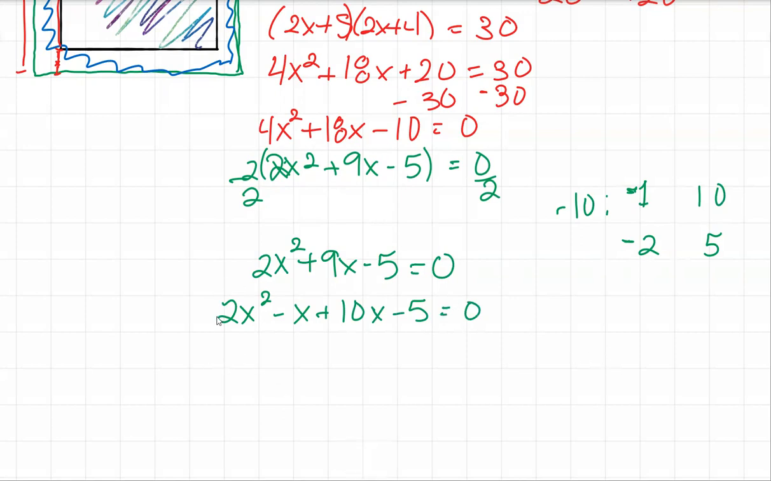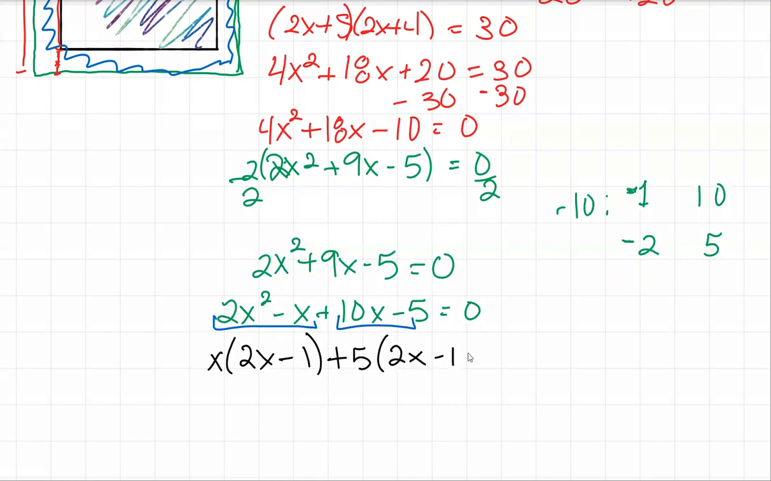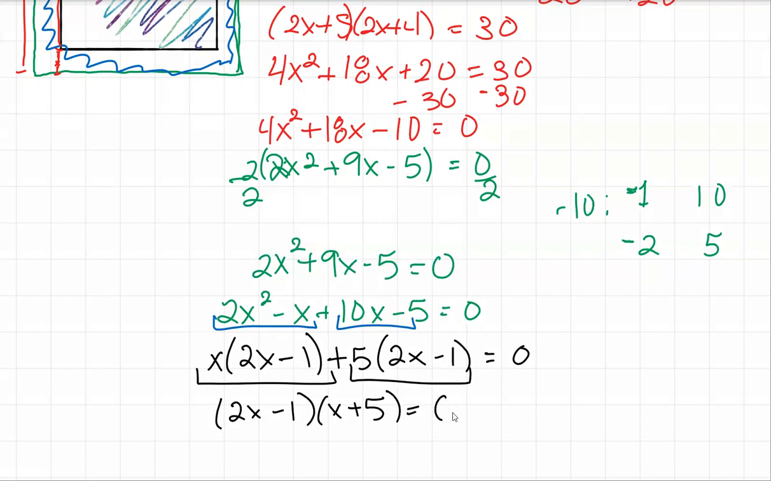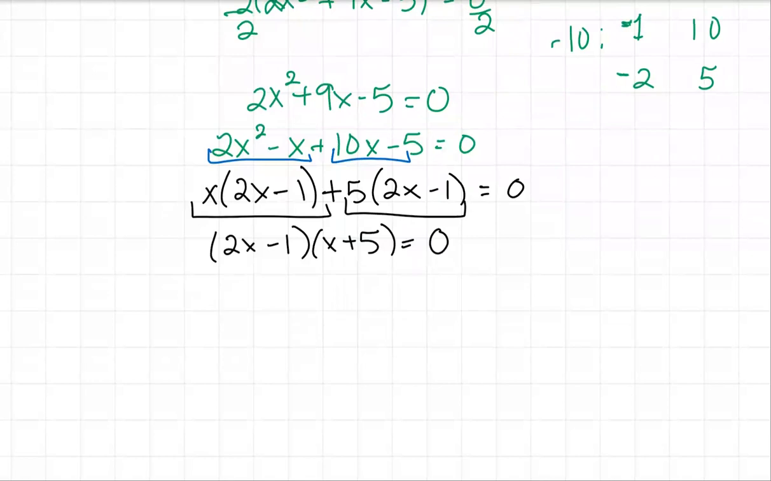Factor by grouping. I can factor out an x. I'm left with 2x minus 1. Slap down the positive. I can factor out a 5. I have 2x minus 1, all still equal to 0. My GCF for each of these two terms is 2x minus 1. 2x minus 1 times x plus 5 is equal to 0. Home stretch, solve. 2x minus 1 equals 0. x plus 5 equals 0.